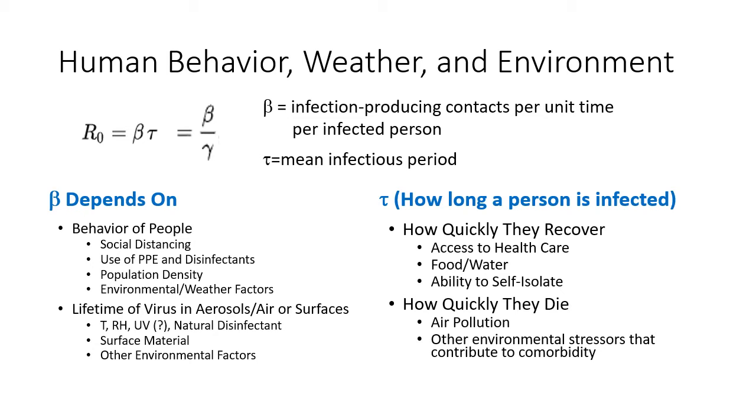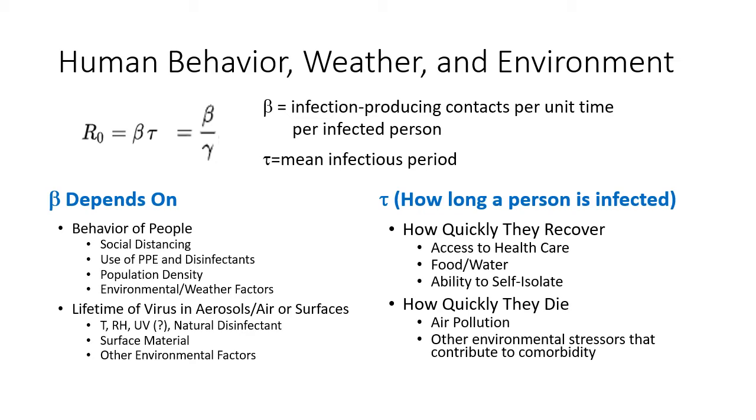R0 is the product of beta, the infection-producing contacts per unit time per infected person, and tau, the mean infectious period that a person is infected. Beta depends on things like human behavior, social distancing, and environmental factors often influence that. Population density and use of PPE and other mandated protocols do as well.